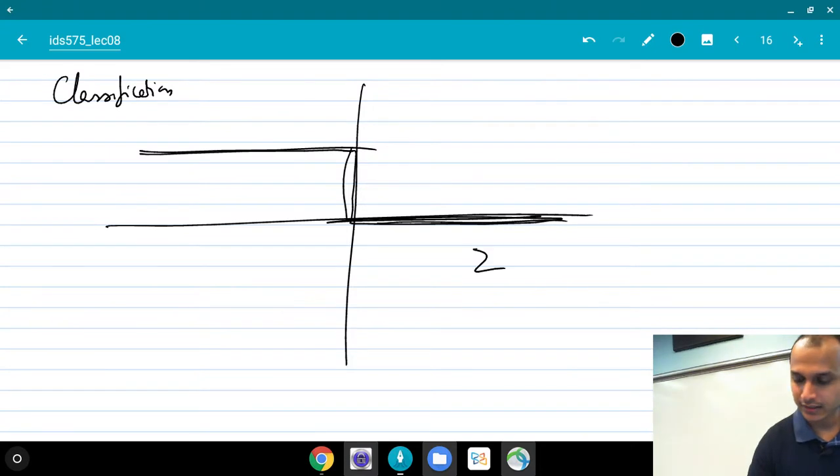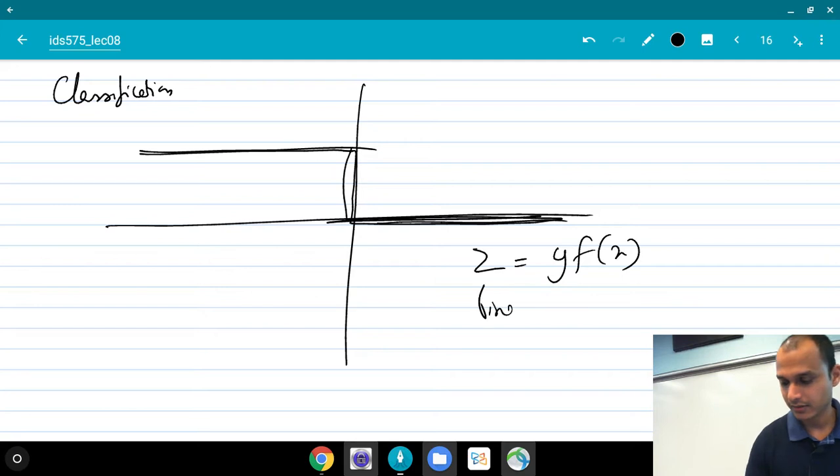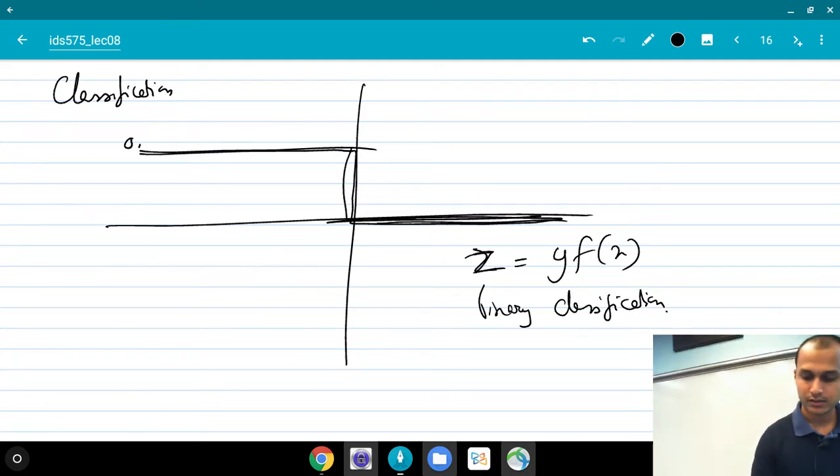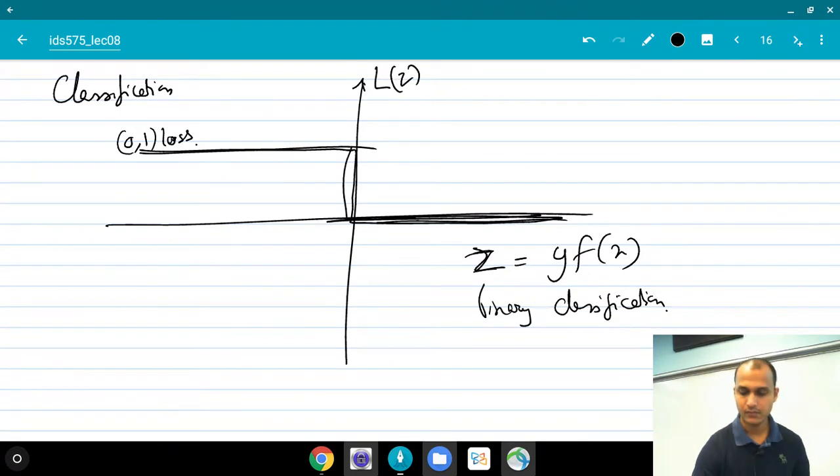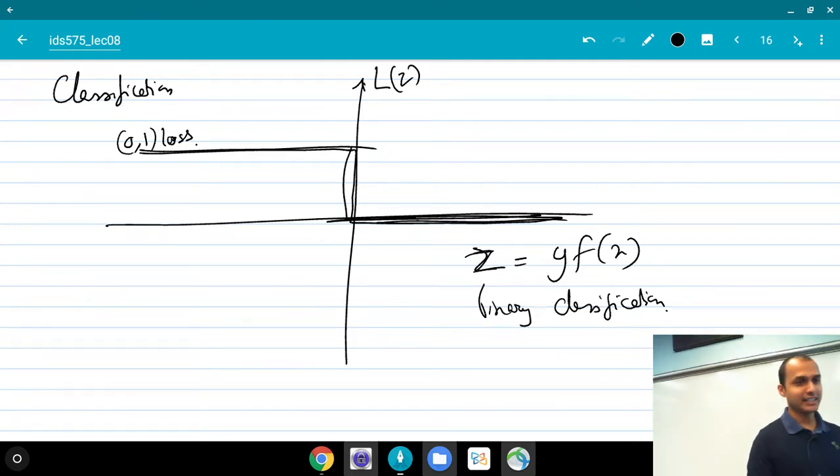For classification, here again it's a z, but this is equal to y times f of x. Let's say we are doing binary classification. So this is the 0-1 loss. Why is it the 0-1 loss? If y is positive and f is positive, then z is positive, the classes are aligned, no loss. If y is negative and f is negative, again the product is positive, classes are aligned, no loss. If it's the opposite, then there's a loss of 1.